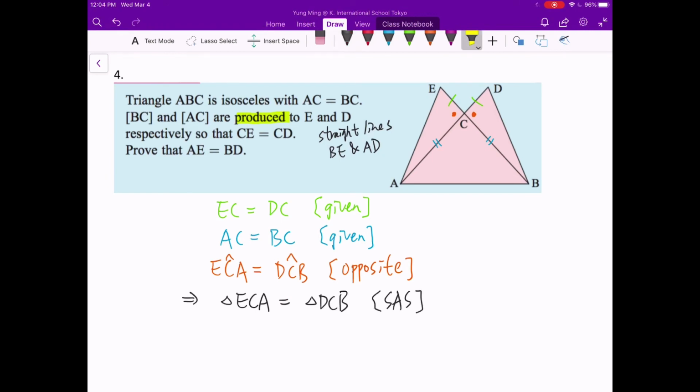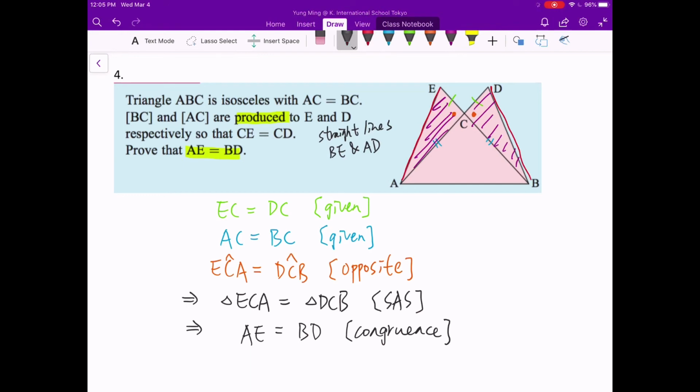Now we're not done yet, because we're proving AE equals BD. You can claim that because of the congruence, we have AE equals BD. The reason behind that is congruence. Just because the two triangles are congruent, that means these two corresponding sides are exactly the same. So that's the end of the proof.